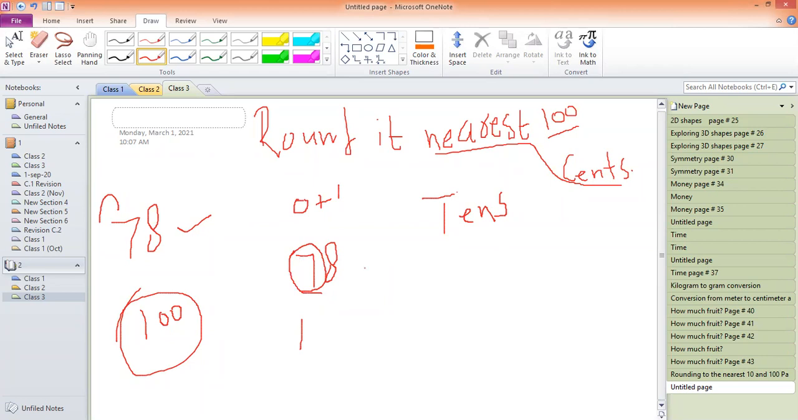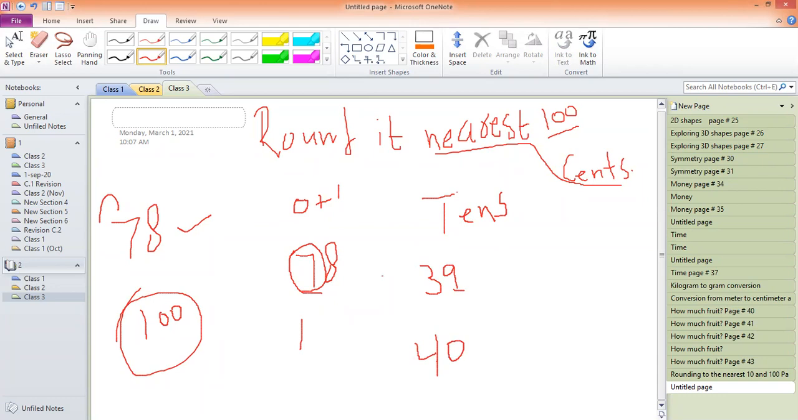Look here. This is 39. When you round off to the nearest tens, what do you do? This number is greater than 5, so you add 1 to the 3. 3 plus 1 equals 4. But now we look at the tens. It's greater than 5.